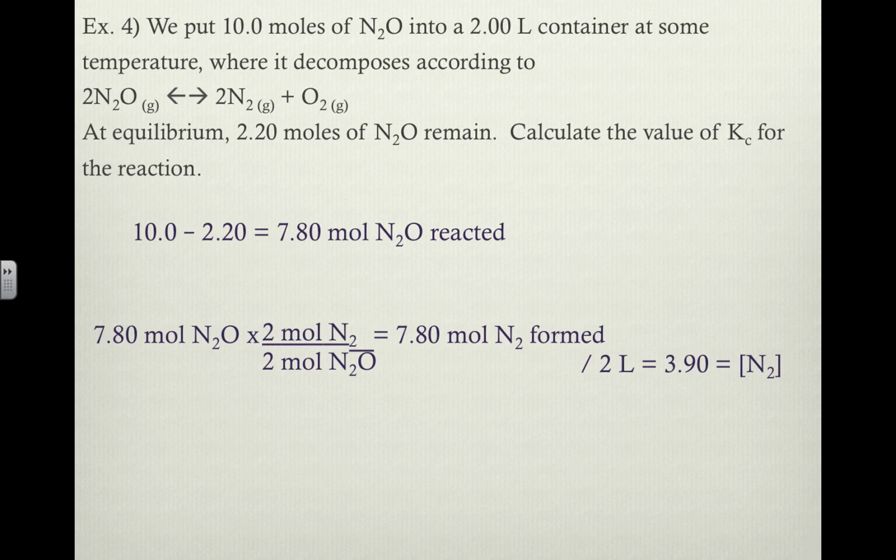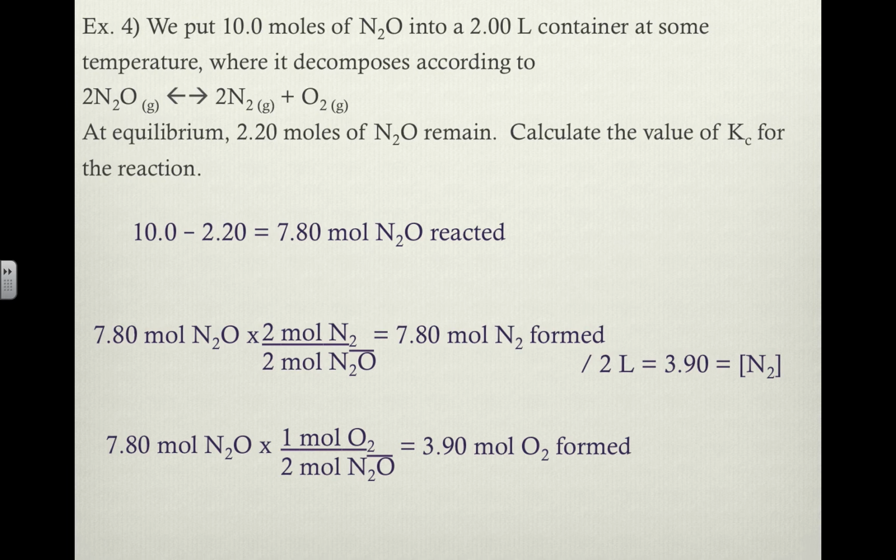And then we're going to do a similar process to find the moles of oxygen and then the concentration of oxygen. So I still start with my 7.8 moles of N2O. My mole ratio is 1 over 2. So that gives me 3.9 moles of oxygen. I'm going to divide that by 2 liters to get a concentration of 1.95.